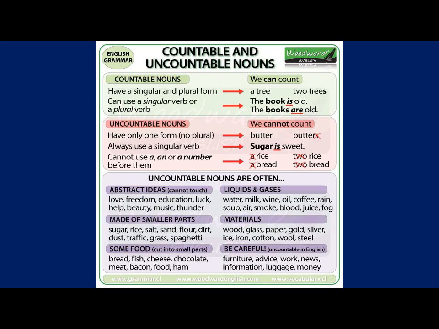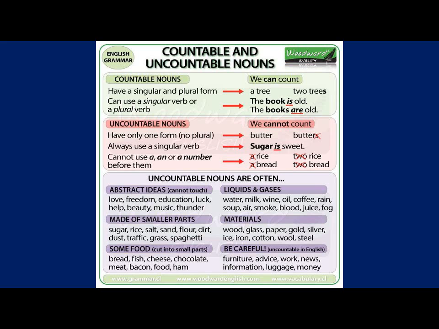The uncountable nouns have only one form. They do not have a plural form. So butter, in Khmer, butter, but no butters. They always use a singular verb. Sugar is sweet. Sugar is an uncountable noun. We do not say sugars are sweet. We do not say sugars is sweet. So the uncountable noun always uses a singular verb, is.